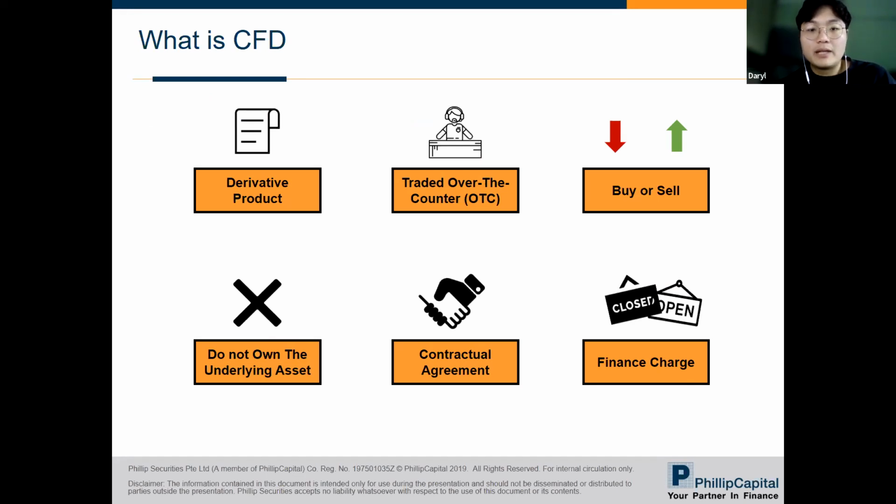One advantage of CFD is that you will be able to buy or sell, which means that you will be able to profit in both bullish and bearish situations. This is then again depending on the type of strategy you want to use.